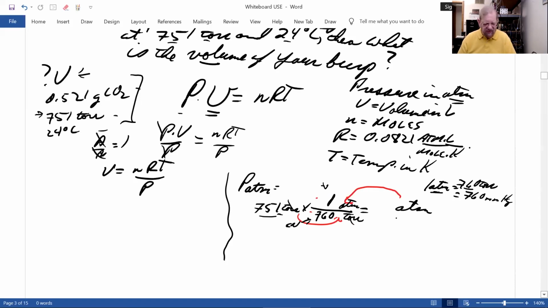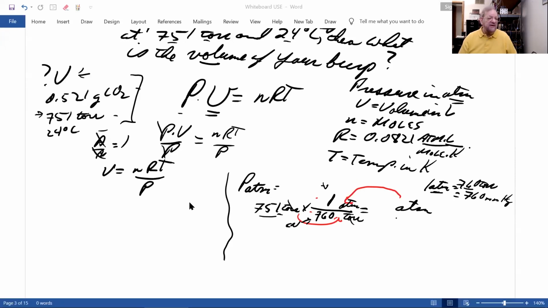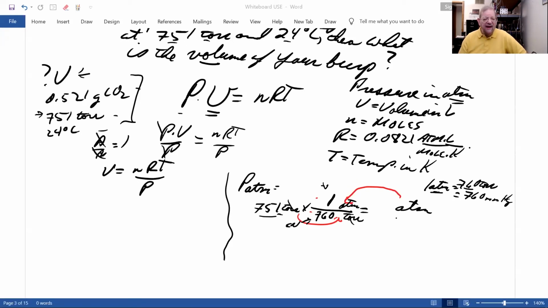Now, this is one of those cases where we'll be doing multiple calculations. And when we do multiple calculations, you can round off at each step or round off at the end.